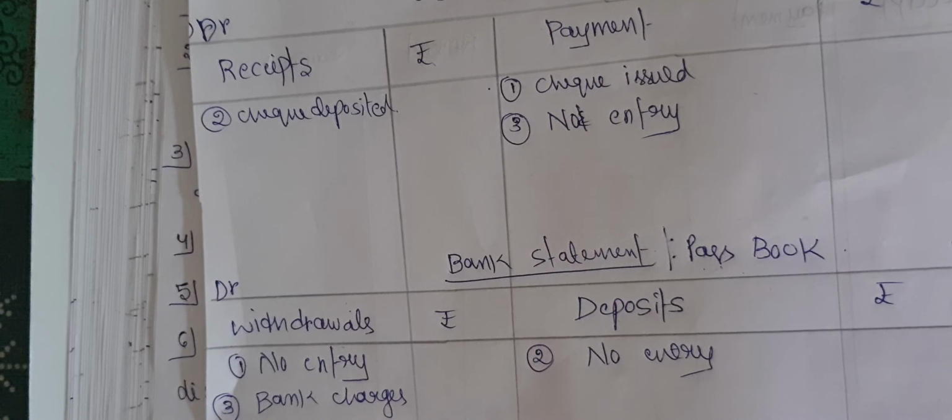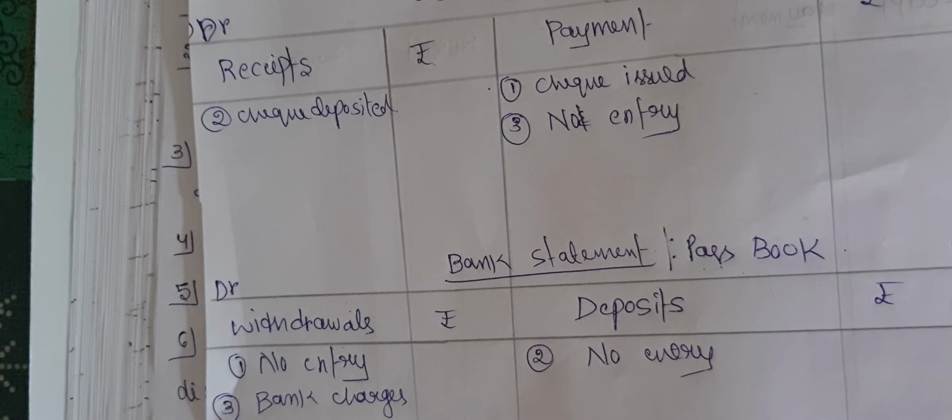And third step, effect on passbook. Passbook balance is lower than cash book. It means what? Less means we have to deduct this transaction, that is less bank charges debited by bank. That is how much rupees? That is rupees 500.